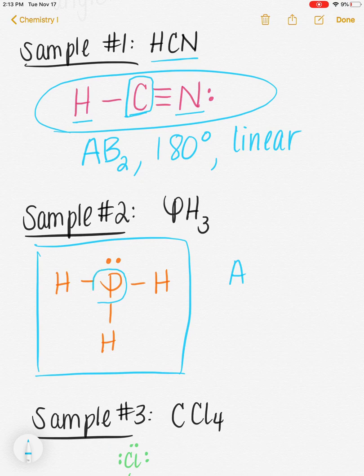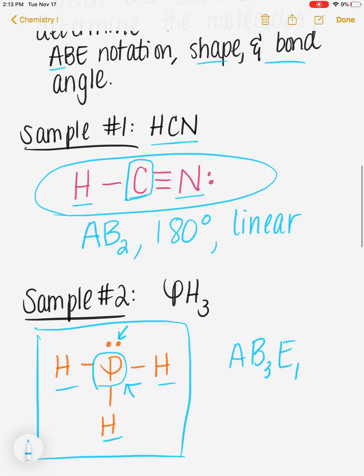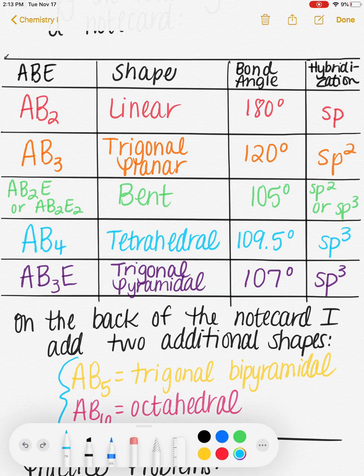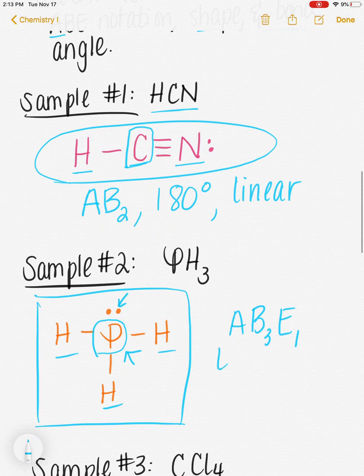So in this case, my central atom is going to be phosphorus. This is going to be an AB3 because I have 3 hydrogen atoms bonded to that phosphorus. And this time we have a lone pair on the phosphorus, so AB3E1 is my structure. I go back to my note card. AB3E1 is right here on the note card. It says that's trigonal pyramidal, and it has a bond angle of 107.